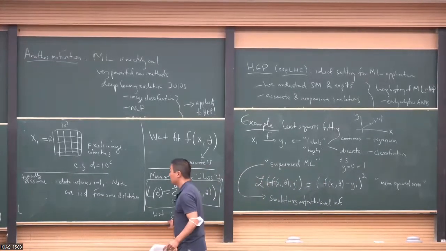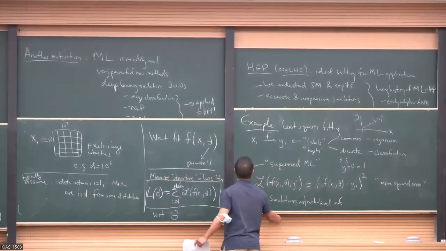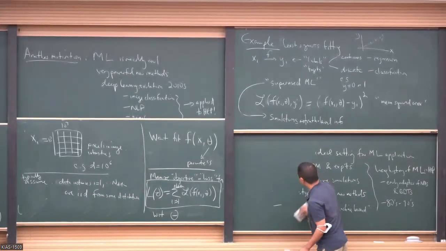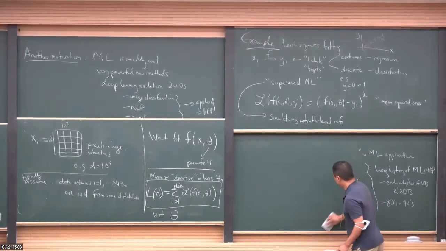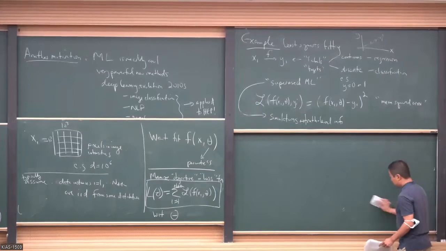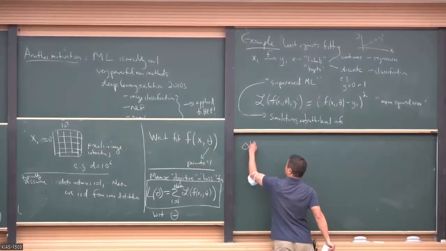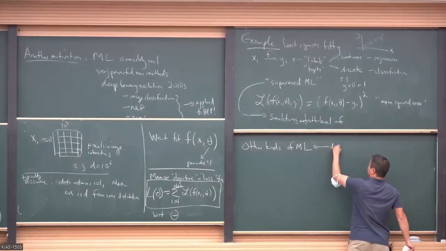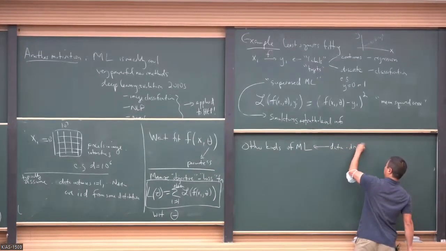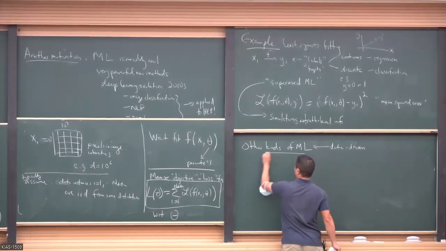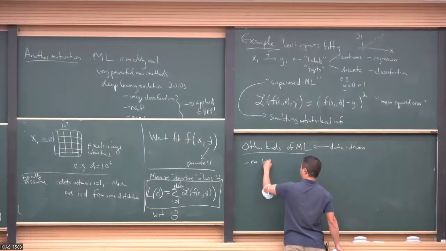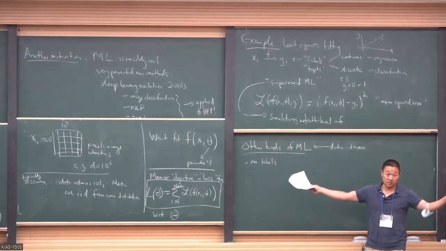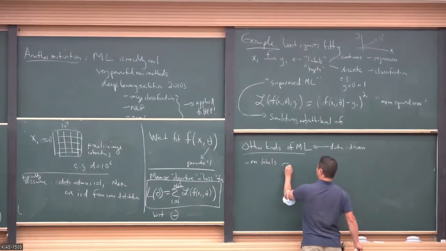Right, so what is there besides supervised machine learning? Let me write it here. So what do you do when you don't have labels? So other kinds of ML are more data-driven, I would say. And you can categorize it based on how much label you have, right? So let's say you have no labels at all. Well, you can still do stuff with that, as we'll see in these lectures.